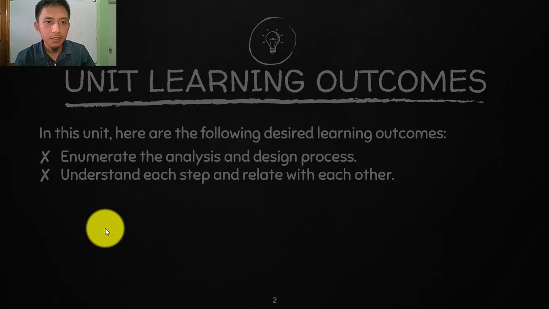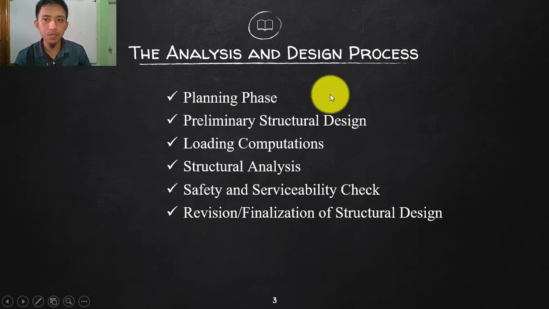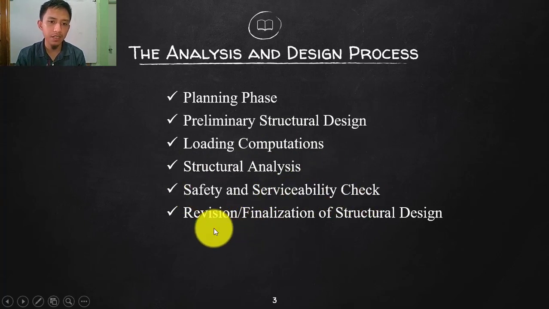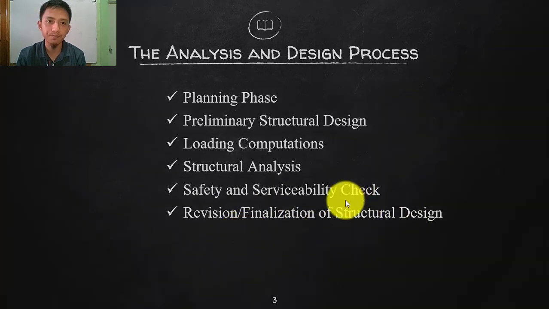Okay, so this is now the steps or the process itself. We have here the planning phase, preliminary structural design, loading computations, structural analysis, safety and serviceability check, and finally the revision and finalization of the structural design.